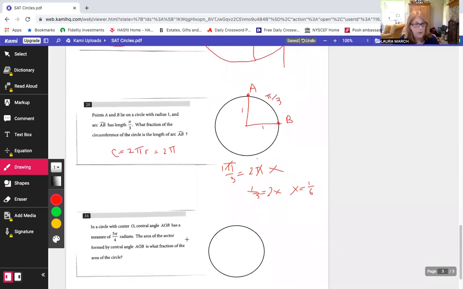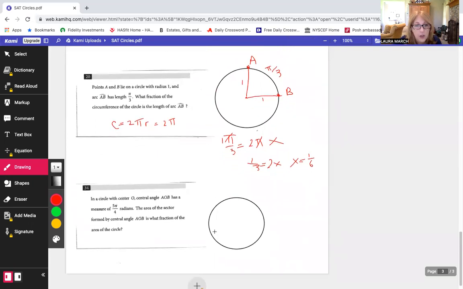And then number 34, the last question, is from test 3. In a circle with center O, central angle AOB. So again, always give yourself a drawing, draw a circle, mark points A and B on the circle. And the central angle is 5 pi over 4 radians. The area of the sector formed by central angle AOB is what fraction of the area of the circle?